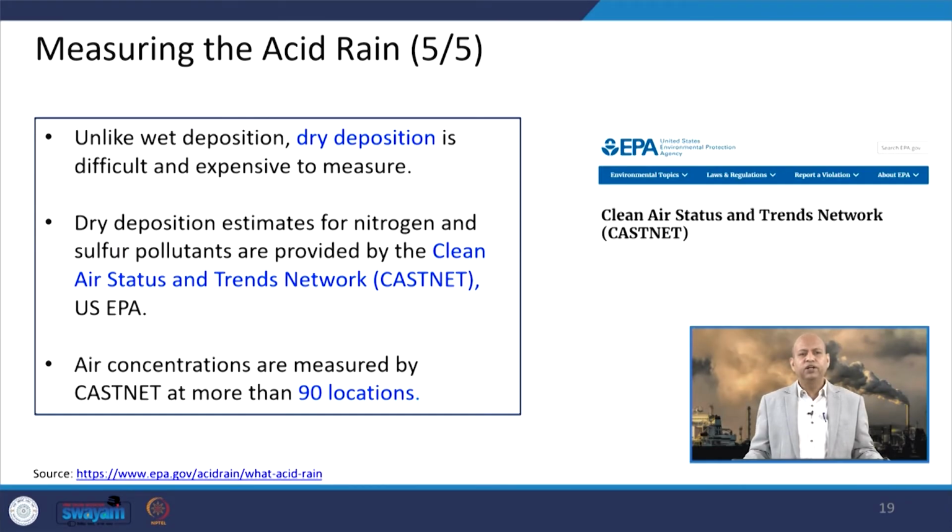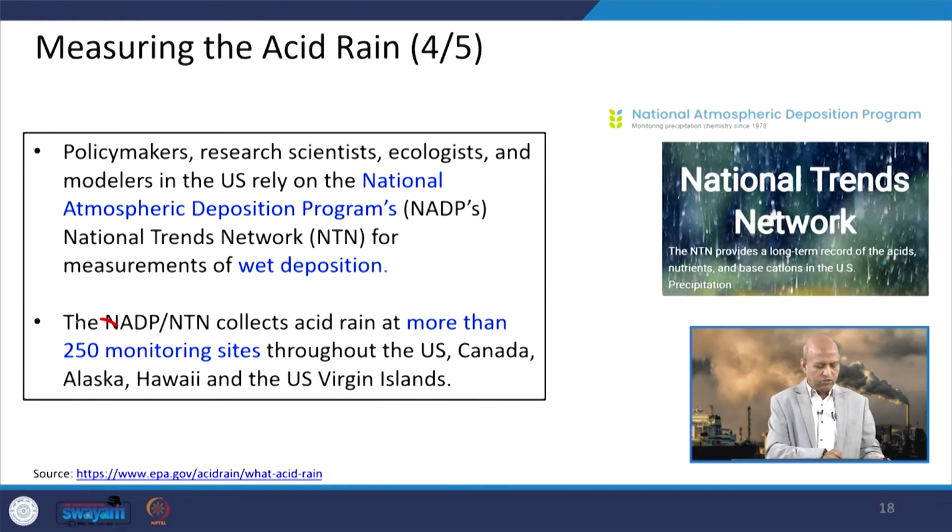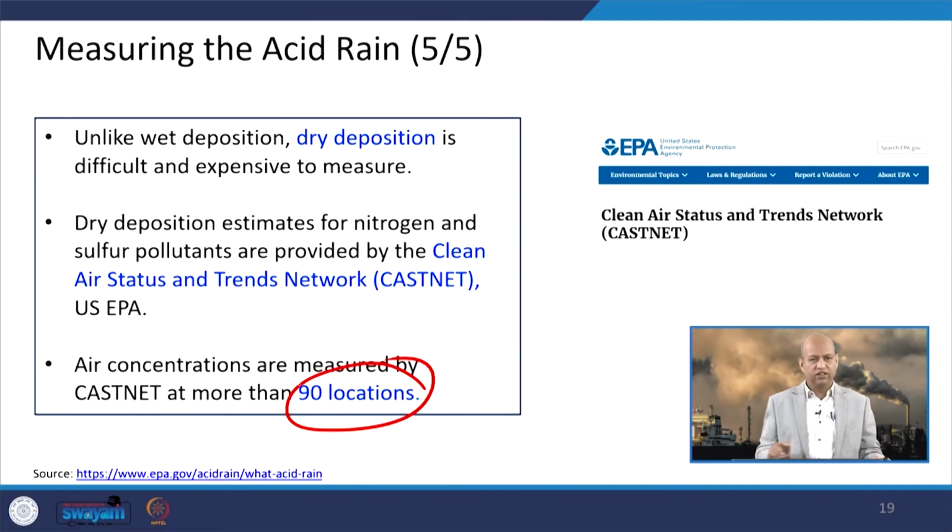So, unlike wet deposition, dry deposition is difficult and expensive to measure, because acid rain pH you can easily measure, but dry deposition measurement is more expensive. Still, there are programs to estimate nitrogen and sulfur pollutants in terms of dry deposition, through the Clean Air Status and Trends Network. Okay. The air concentrations are measured by this program at more than 90 locations, because it is expensive. So, the number of locations is much smaller than the around 250 sites of the other network, here only 90 locations. Okay.